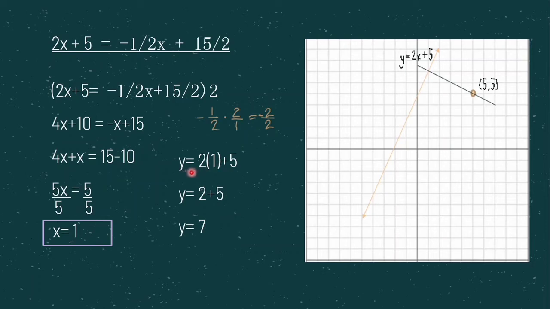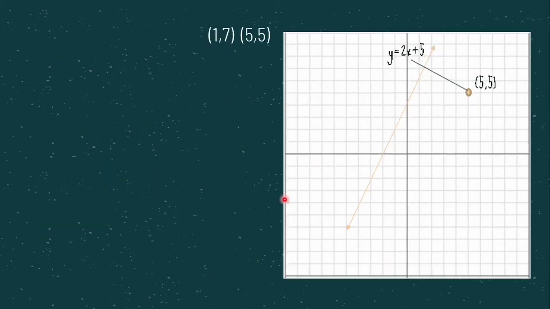So this will become y equals 2 times 1 plus 5. Then 2 times 1 is equal to 2 plus 5. 2 plus 5 is 7. So our y coordinate is 7. Now we have our x and y coordinates. We have our coordinates for this point and this point. Then we will proceed into using the distance formula.